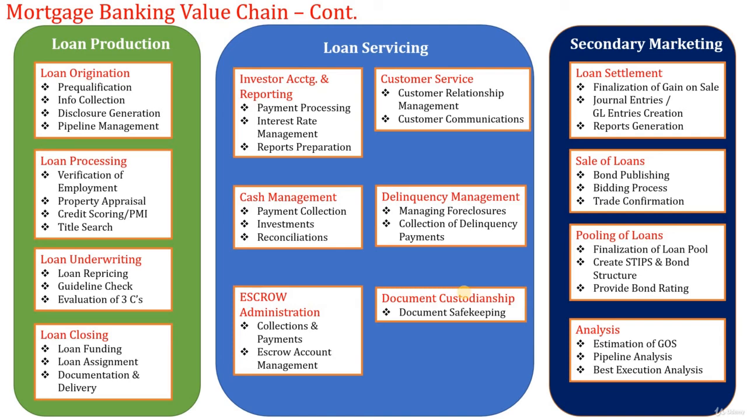Investor accounting and reporting consists of performing various record keeping functions on behalf of the investors. Document custodianship. In this function, basically, the servicer is responsible for ensuring collateral documents are obtained and released for the loan servicer portfolio. A servicer may himself be involved in the document custodianship or may outsource it to a third-party agency.